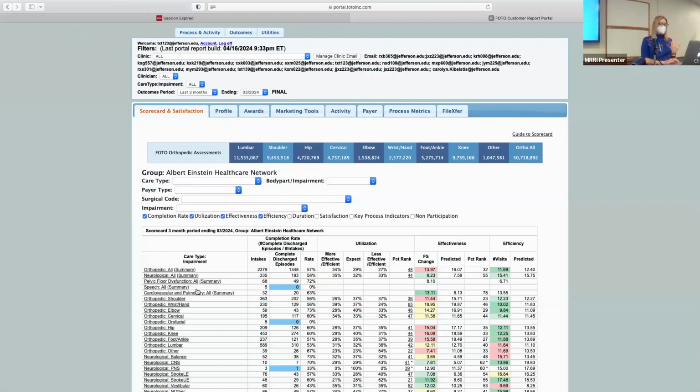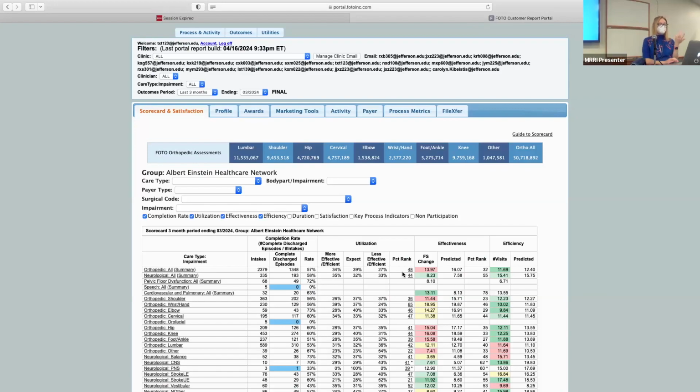And so if we look here for our orthopedic patients, we did 2,379 intakes, and we closed 3,348 surveys. Yep, that would be my department. Cool. All right. Hope they're on that.